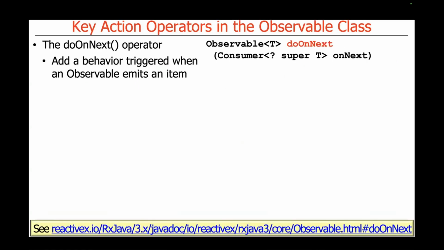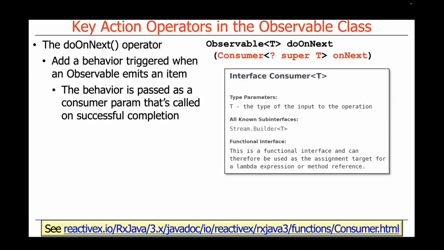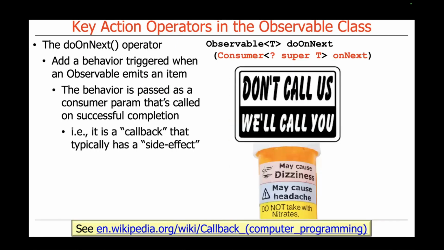And we'll start by talking about the doOnNext operator, which essentially adds a behavior to the stream that's triggered whenever an Observable emits an item. And this behavior is passed as a Consumer parameter that will be invoked if all goes well on earlier elements in the stream. So you can think of this Consumer as essentially a callback that usually has some kind of side effect, often something like logging or debugging or tracing.